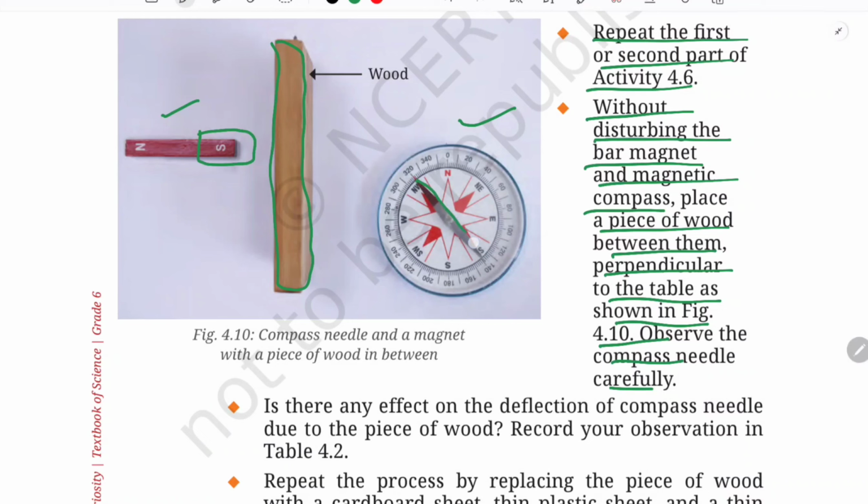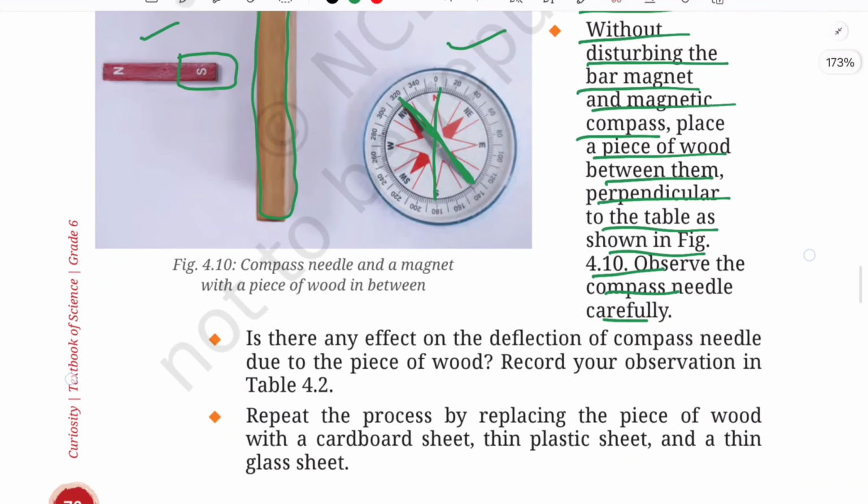It will attract, just like here. Before, its position was like this, but now it is attracting. That means even if you place a piece of wood in between the magnetic bar and the magnetic compass, the magnetic effect passes through the wood. The magnetic effect is the same as before, when we did the experiment without keeping any wood in between. So this is the case.